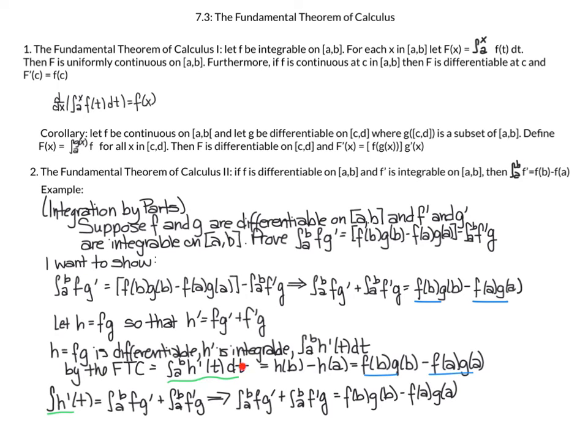Looking at this integral of h prime of t dt, using the product rule, this integral is equal to the integral from a to b of f g prime plus the integral of f prime g. And now we also have that this integral is equal to f(b)g(b) minus f(a)g(a). And here we have shown exactly what we wanted to prove.